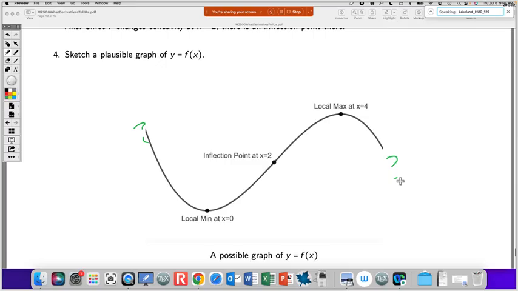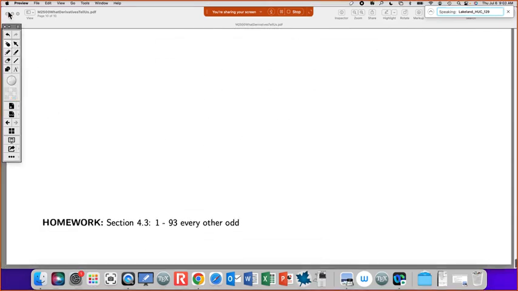Okay, and so that's the gist of it. That's what derivatives tell us. They tell us about increasing, decreasing, and the concavity. And plenty of practice there.